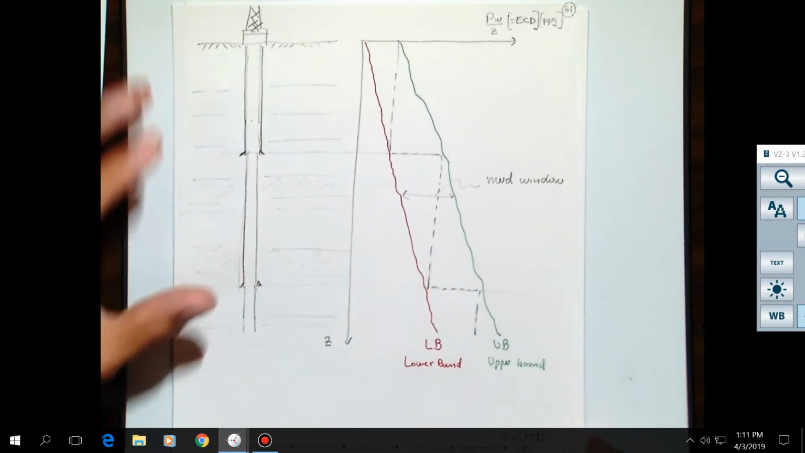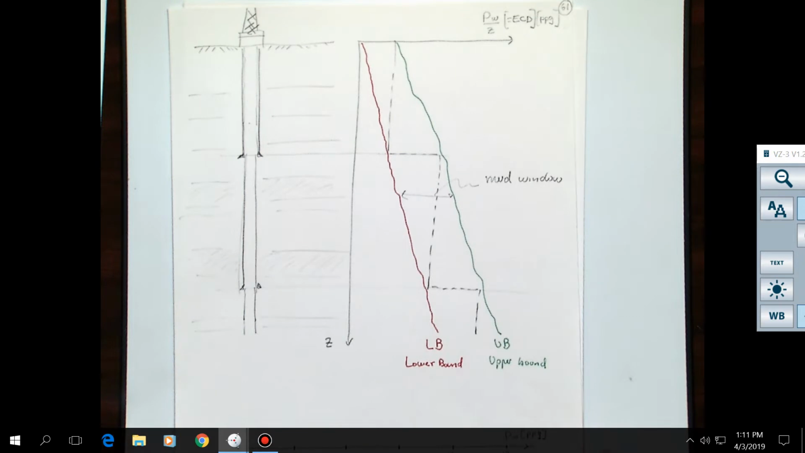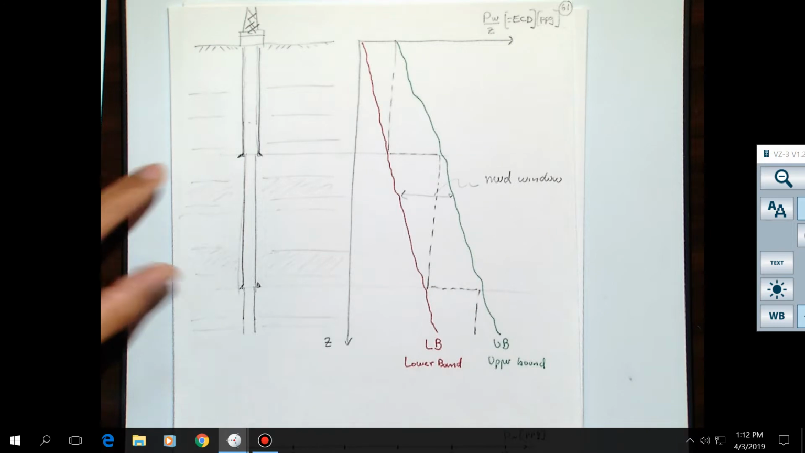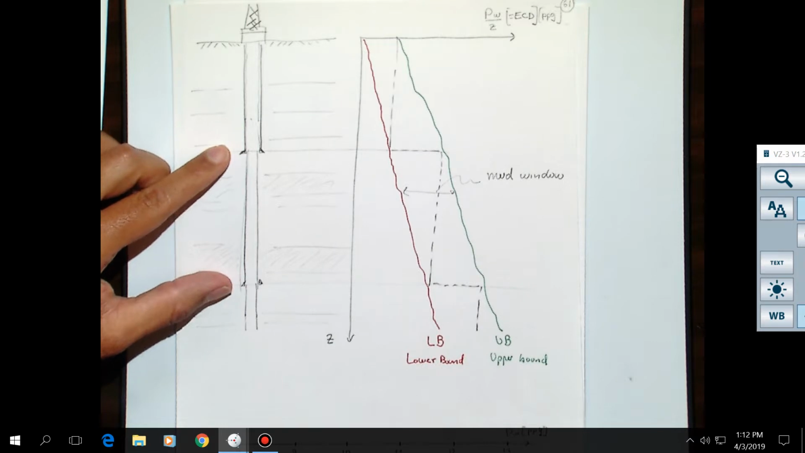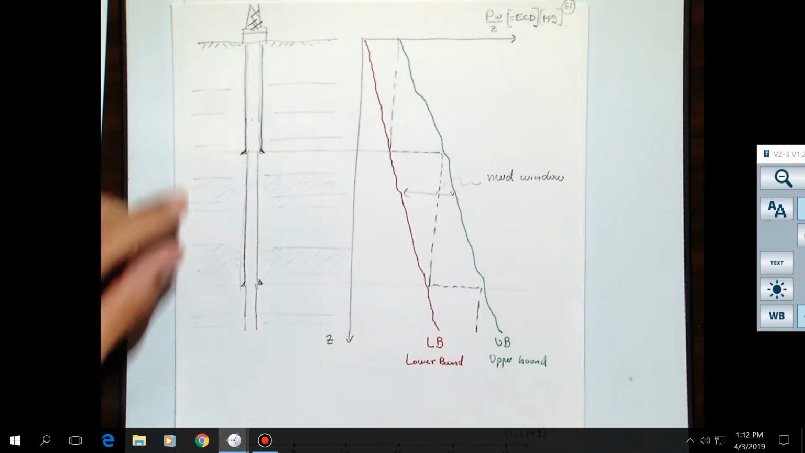Okay, so what I'd like to discuss now is how we set these lower bound and upper bounds based on what we already learned and a few more things. And basically that's going to give us what is called the mud window and the operational range at which you're going to set up your casing depths. All right, so how do we do that?